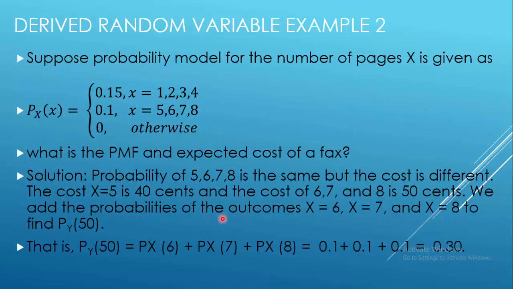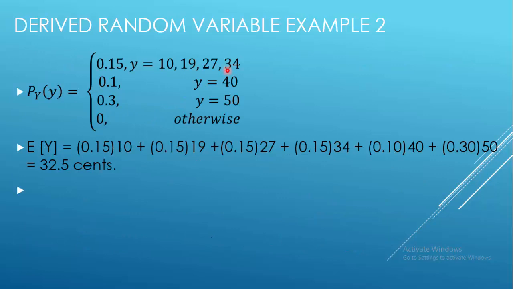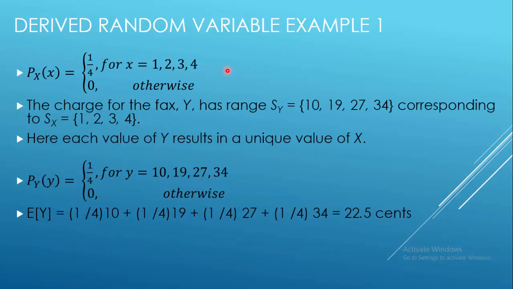We add the probabilities of outcomes x is equal to 6, x is equal to 7 and x is equal to 8 to find P of y at 50. P of x6, P of x7 and P of x8, each equal to 0.1, which is given over here. The probability for each page 6, 7, 8 is 0.1, so 0.1 plus 0.1 plus 0.1 is equal to 0.3. So the probability P of y for 50 cents is equal to 0.3. As you can see, the difference is that in the previous example the probability of charging 10 cents was 1 by 4, 19 was 1 by 4 and so on.